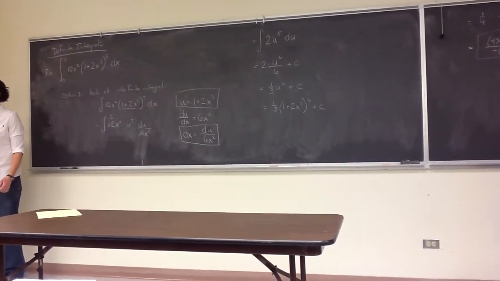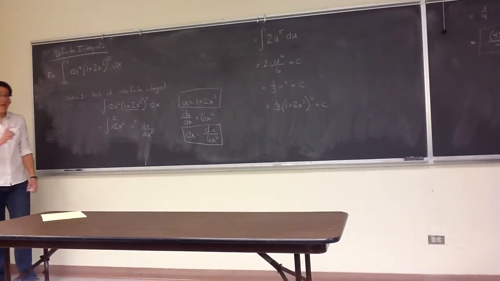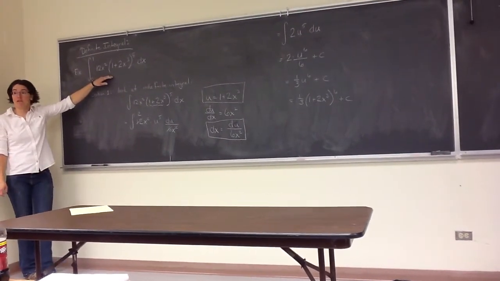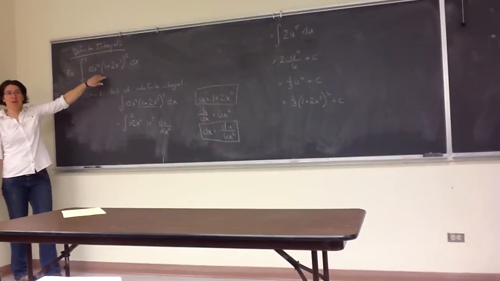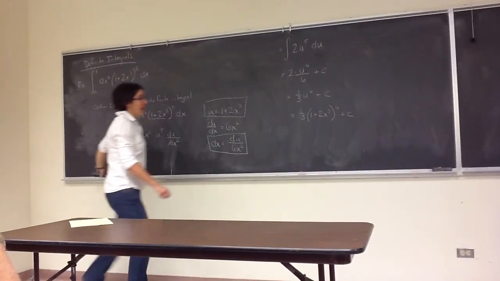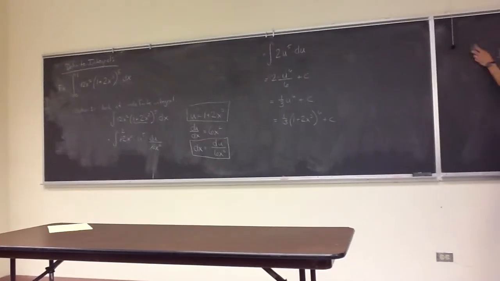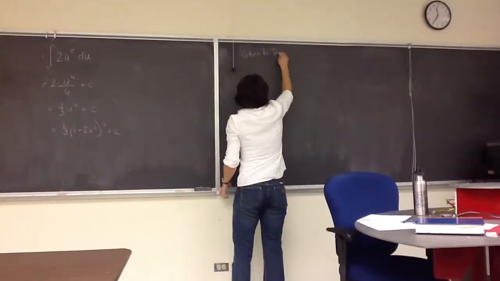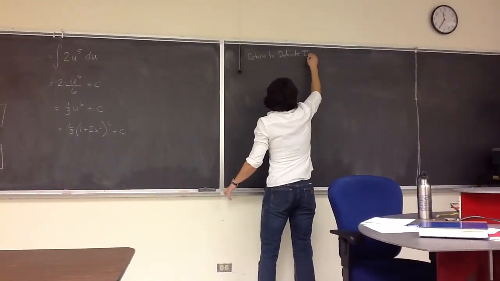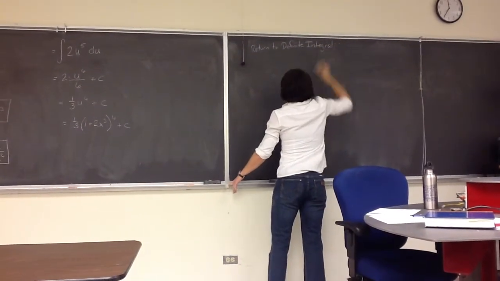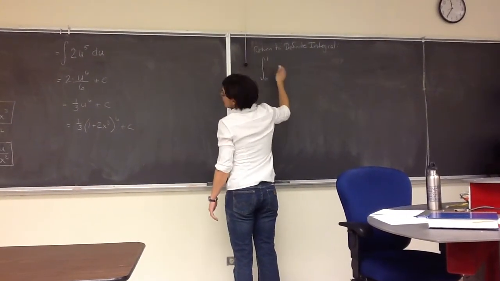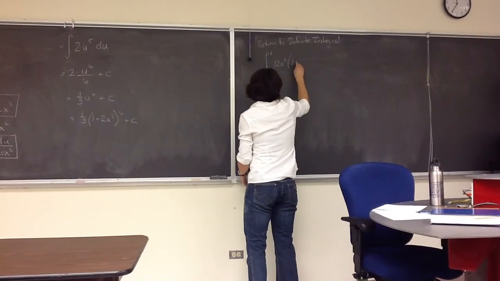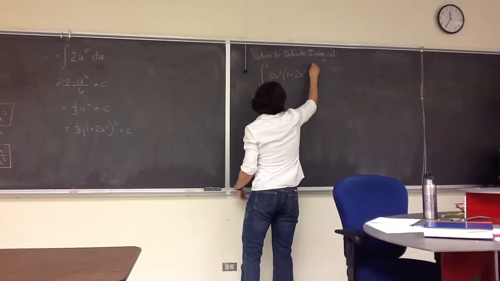Now, here's the unfortunate part. We're not done. So remember what our goal is. Our goal is to evaluate this definite integral. And the work that we've done is the work to find the antiderivative of the thing in the middle. And so now back to our definite integral. The integral from 0 to 1 of 12x squared times (1 plus 2x cubed) raised to the 5th dx.